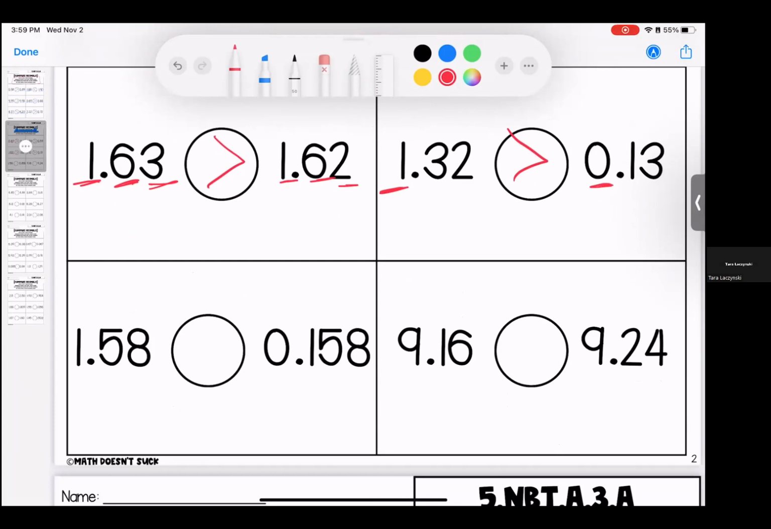Last row, these I tried to be tricky because look, these look really similar, but we know that the placement of the number determines the value.